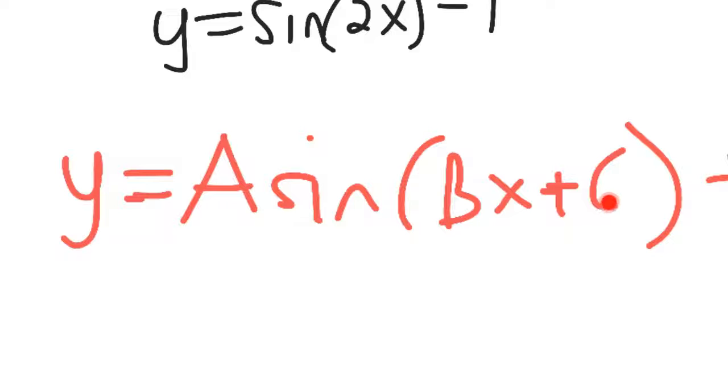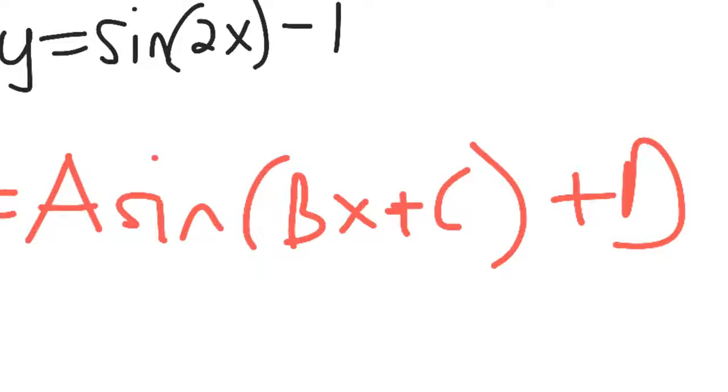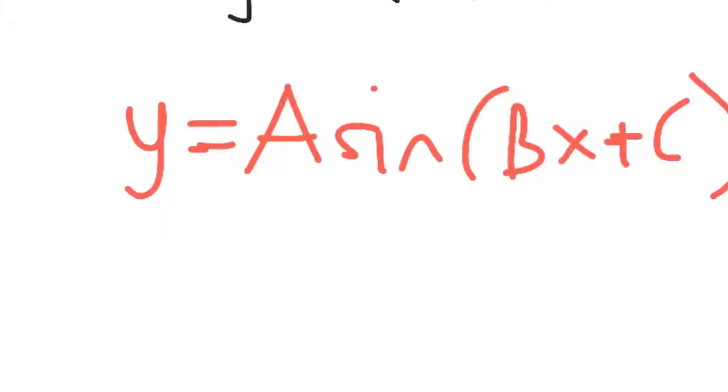And plus, the C over here represents the phase shift, how much you go left or how much you go right from the origin. And the plus D on the outside tells you how much you go vertically from the origin. Plus 4 would mean you go 4 up. Minus 4 would mean you go 4 down from the origin.